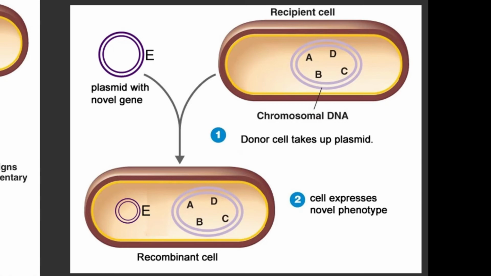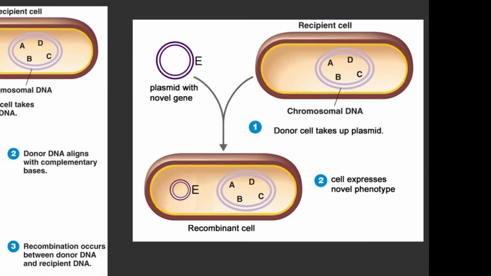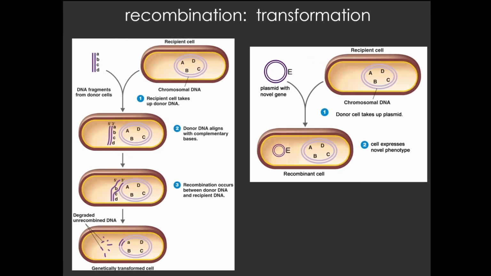So again, the proteins on the surface of the cell would bind this DNA and take it into the cell, and as soon as that plasmid gets into the cell, the genes on it can be expressed, and it can be replicated as the cell undergoes binary fission. So transformation is the movement of naked or free DNA that's in solution to a recipient cell, which then becomes recombinant.